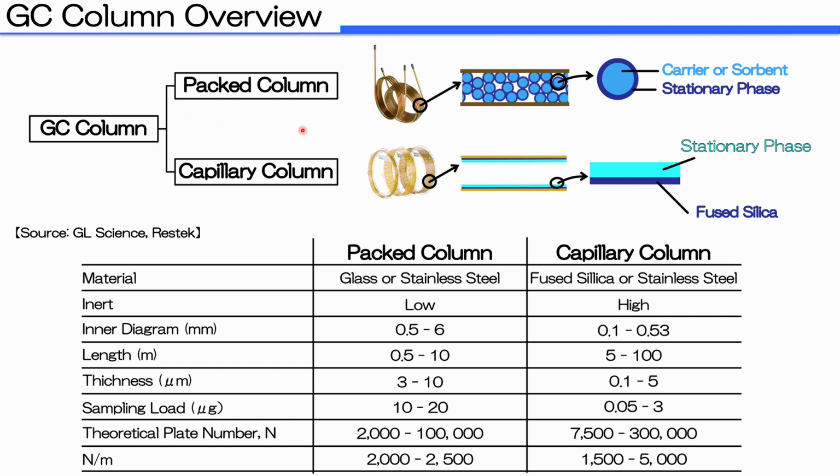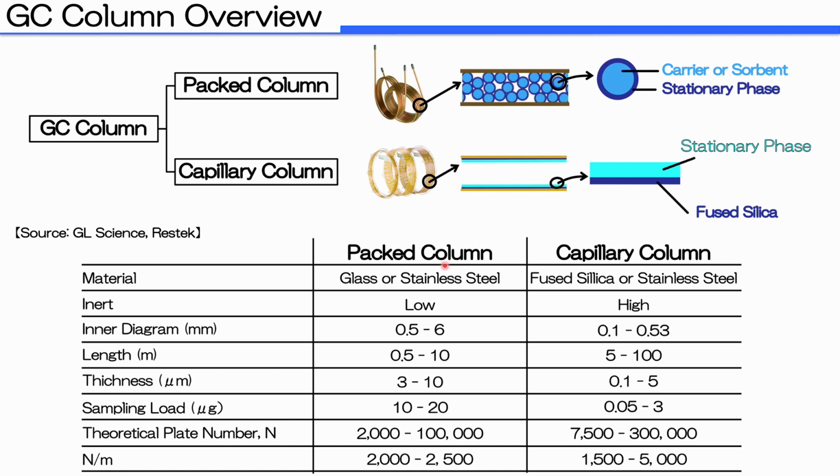There are 2 types of GC columns: packed column and capillary column. Packed columns are columns packed with particles such as carrier or solvent coated with stationary phase. And the capillary columns consist of a thinly stretched polyimide tube with a fused silica layer to which the stationary phase is applied. The table below summarizes the characteristics of a packed column and capillary column.